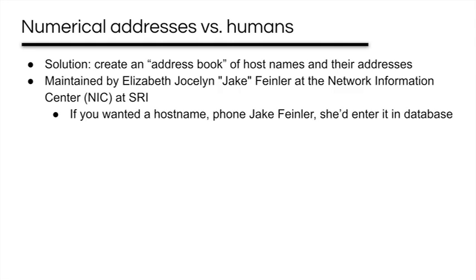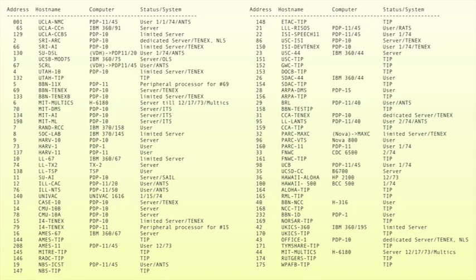So if you wanted a host name, then you phoned Jake Feinler and she'd enter it in a database that she kept. And originally, this was basically a human-readable file. It looked something like this at the beginning of 1974. There were 85 or so hosts, and I want you to take a look at the addresses and notice that they are not IP addresses.